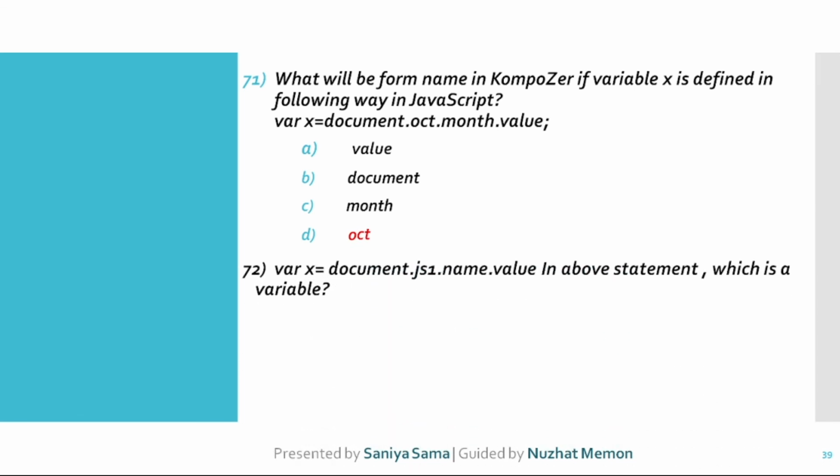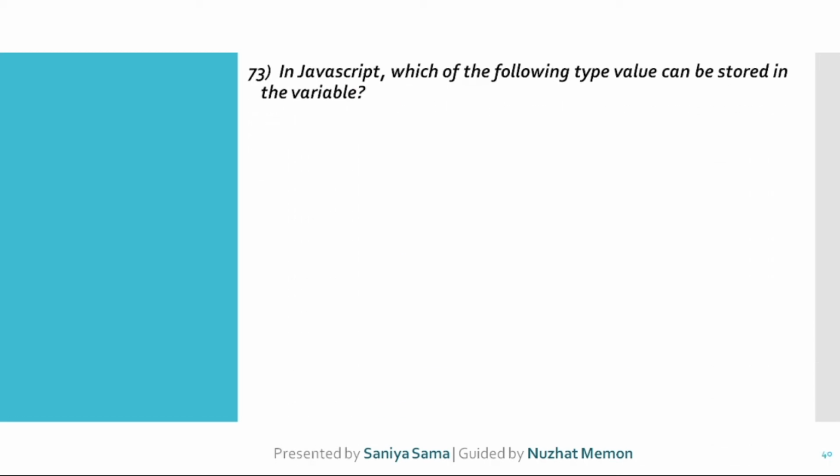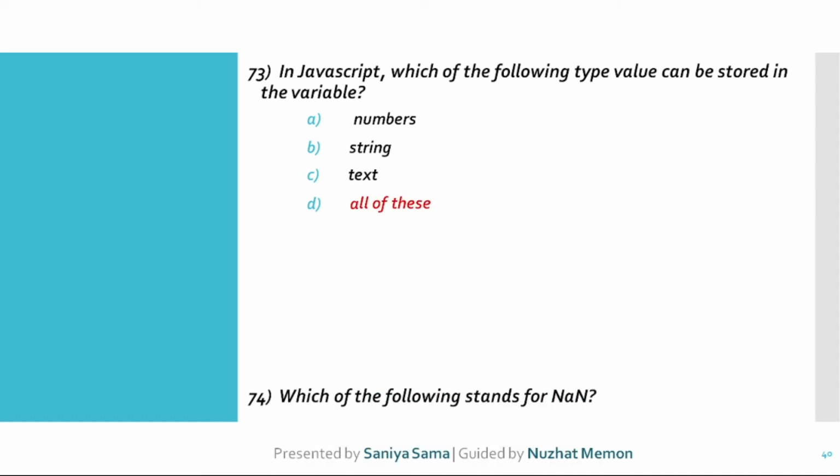72. Where x is equal to document.js1.name.value in above statement, which is a variable? Option A x, option B document, option C js1, option D name.value. The answer is x. 73. In JavaScript, which of the following type value can be stored in the variable? Option A numbers, option B string, option C text, option D all of this. The answer is all of this.